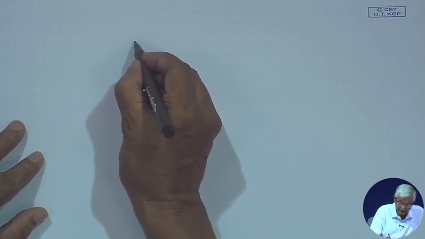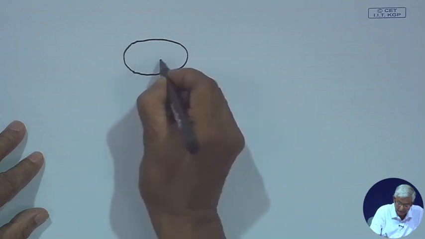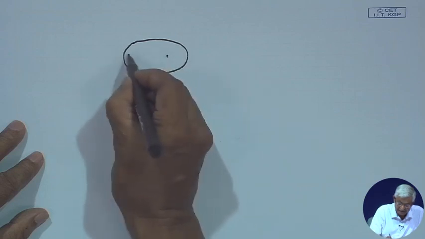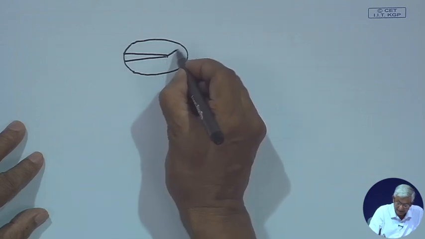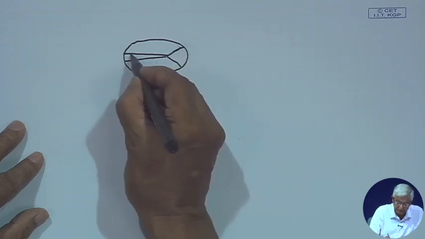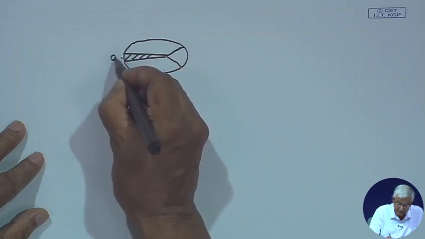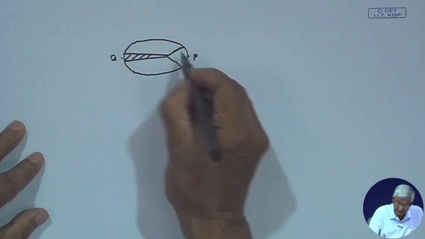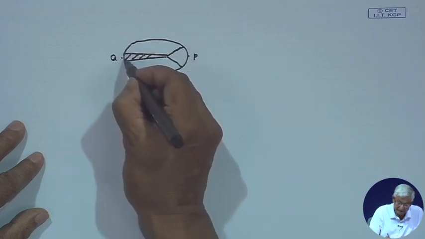Try to remember Kepler's second law, which states that equal areas are swept in equal time. So, near the apogee, this is apogee and this is perigee, here it will go slower and here it will go faster.